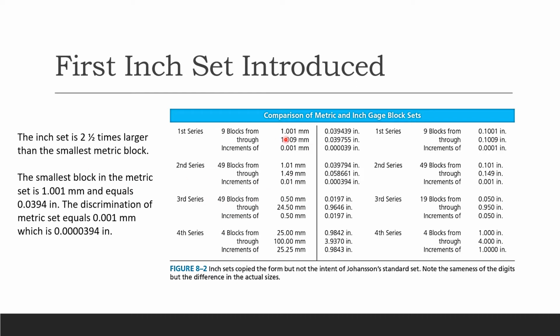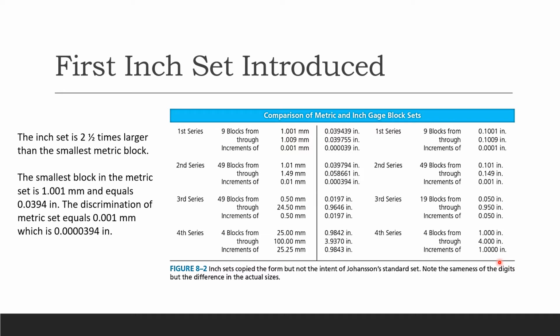So when you take a look at it, you're going to see the inch set on this side is 2.5 times larger than the smallest metric block. So here's your first series, 9 blocks, second 49, third 49, and then the fourth series of 4 blocks. Okay? And you can see the increment increases from here all the way to here. This side is your inch block, and you can see the first series 0.1001 inch all the way to the fourth series is 1 inch.